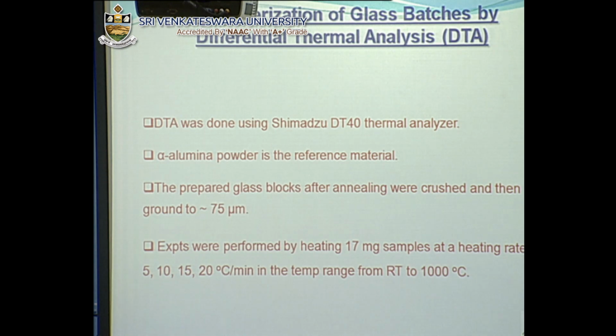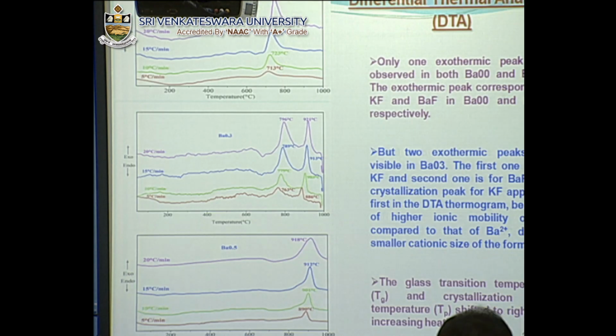Now the characterizations through differential thermal analysis. Here you can see some of the DTA thermograms for the different glass batches. Here are barium 0, barium 0.3, barium 0.5, at different heat treatment times, and in the temperature range of room temperature to 1000 degrees centigrade. Here you can see barium 0 and barium 0.5.